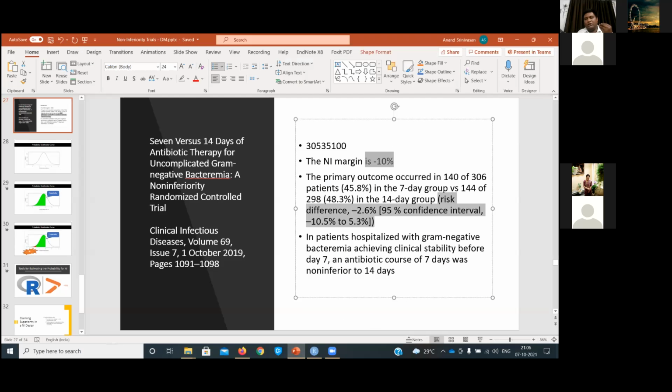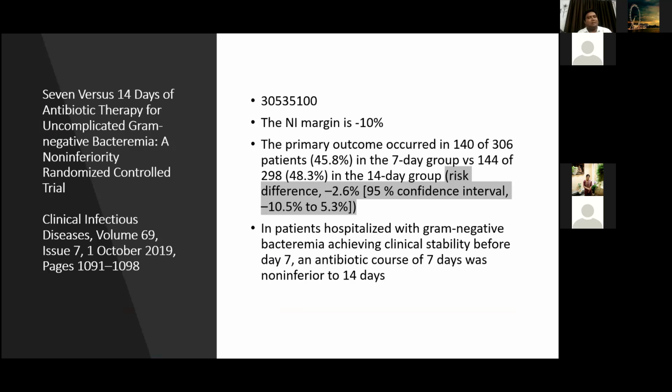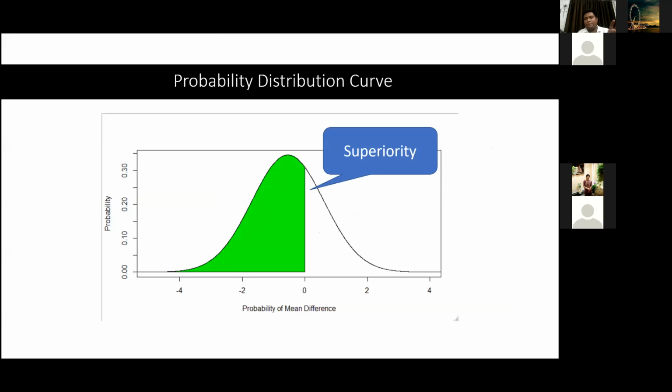Even this journal club discussion of ours prompted us to explore more, and then we found how non-inferiority studies are analyzed, and that's how we came to the conclusion that our conclusion was wrong while criticizing the study.